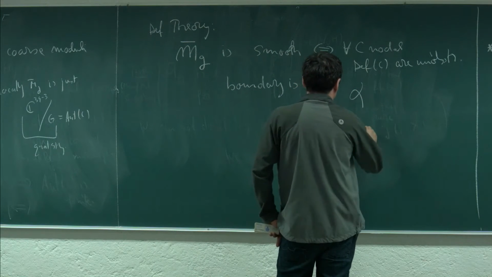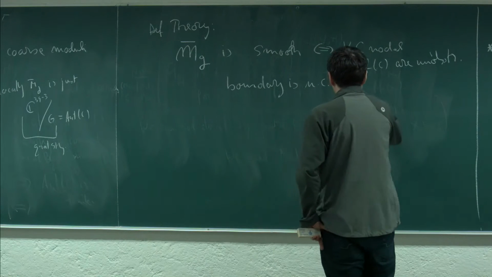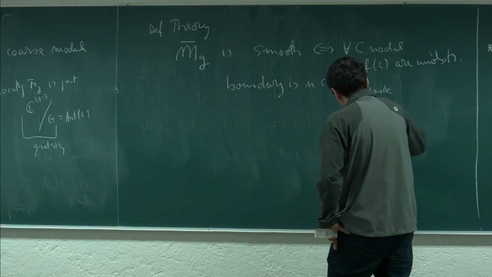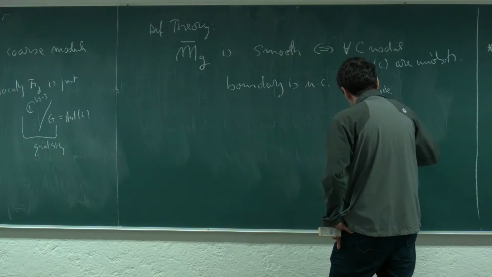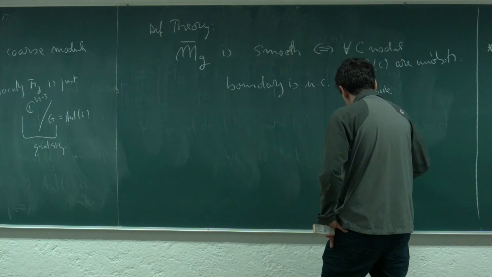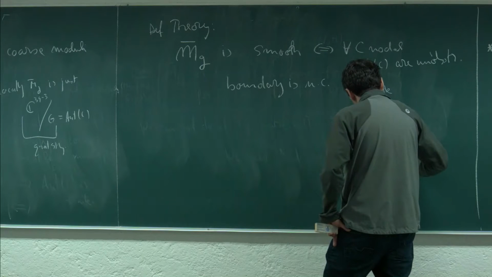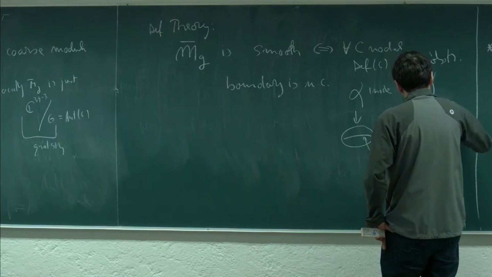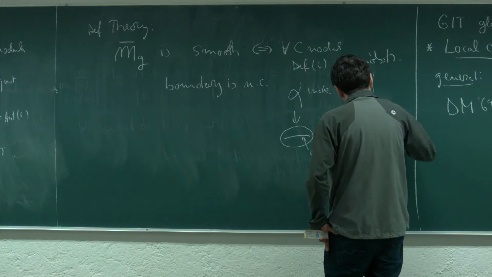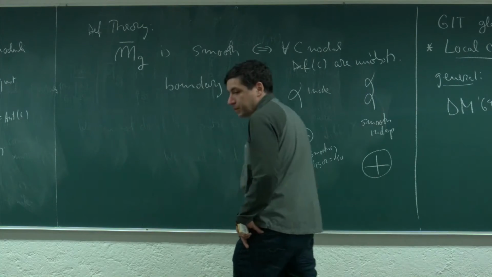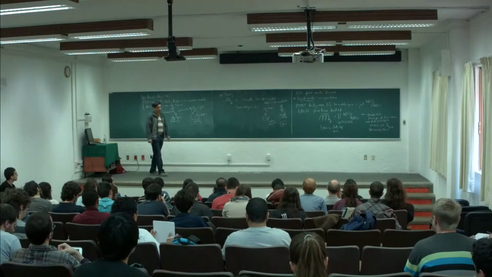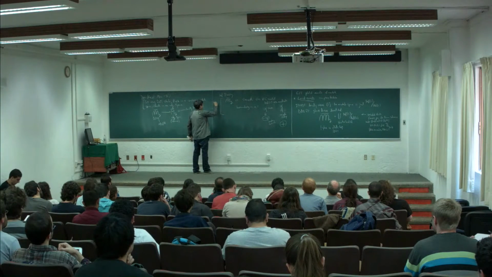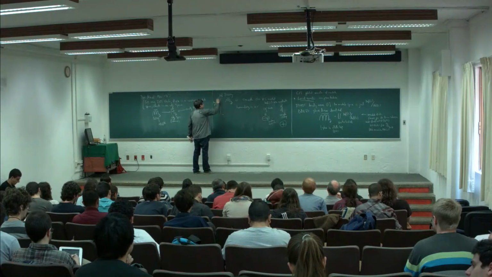Because if I have a node, the deformation looks like this. So this is one node, and the smoothing is a divisor. Smoothing gives, like, the discriminant is a divisor. And if I have any two nodes, I can smooth them independently. So I get a normal crossing situation. So these are in some sense local properties which are given by deformation theory.